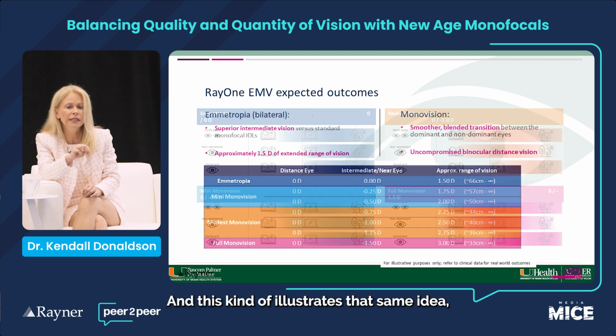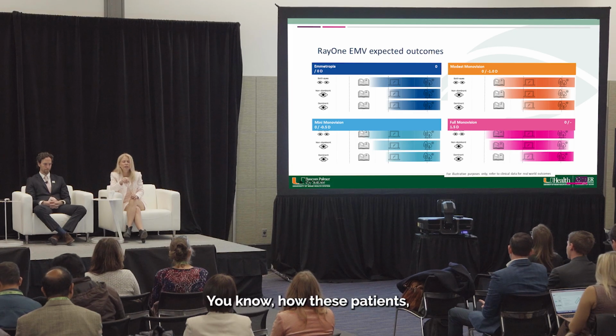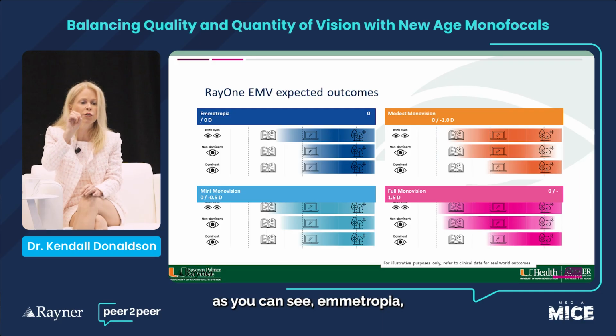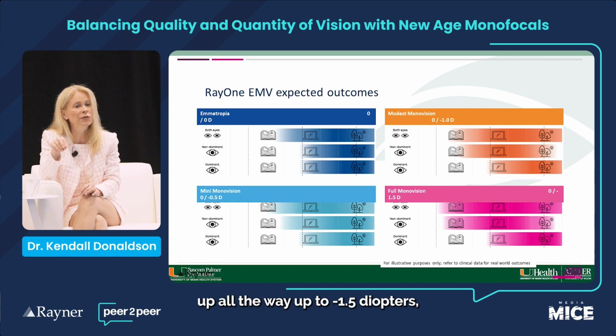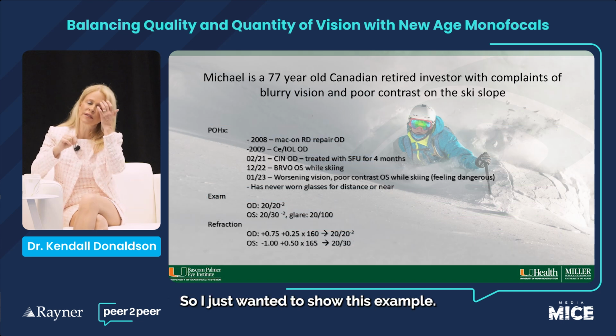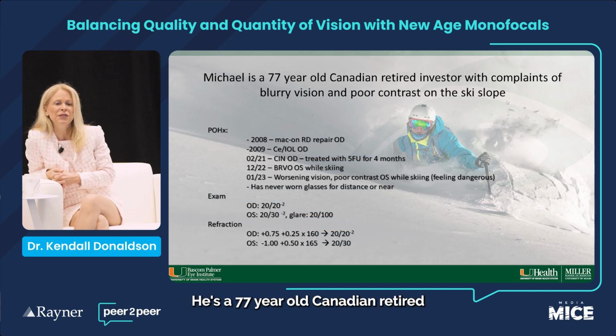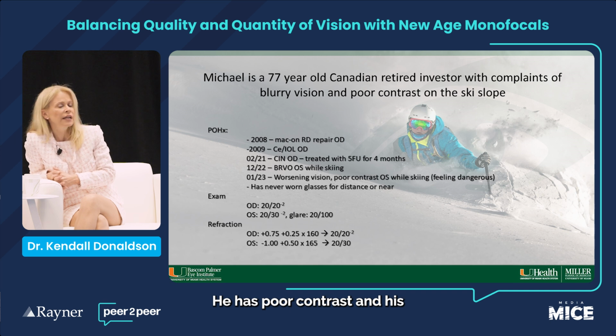Okay. And this illustrates that same idea, but really applies it to real life. You can see emmetropia, the mini monovision, and bumping it on up all the way to minus 1.5 diopters, which would give you full range of vision. So I just wanted to show this example. He's a 77-year-old Canadian retired investor, a super type A gentleman. I ski with him, and we were skiing, and he's really complaining he has poor contrast, and his cataract in his only good eye is ready to be done, essentially.